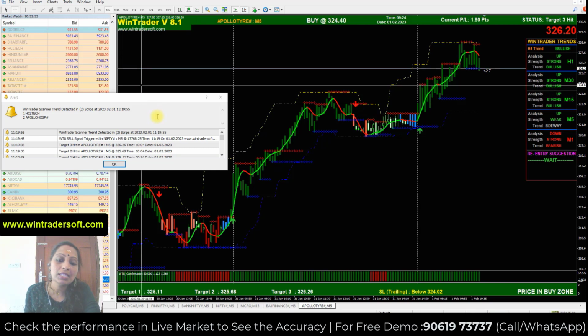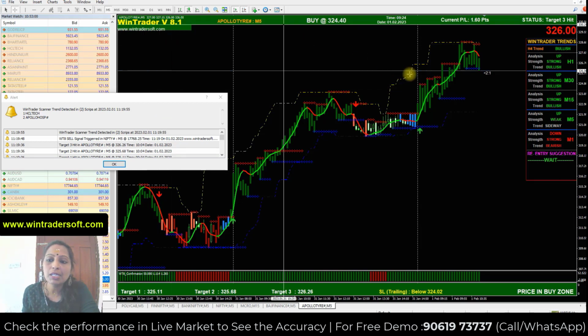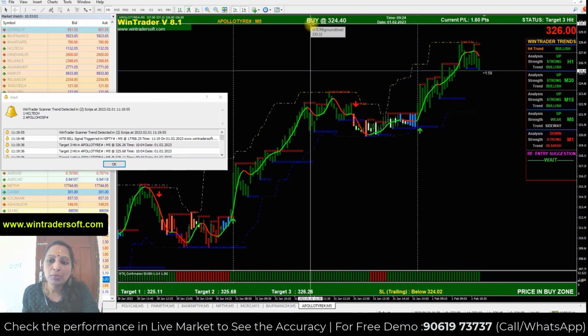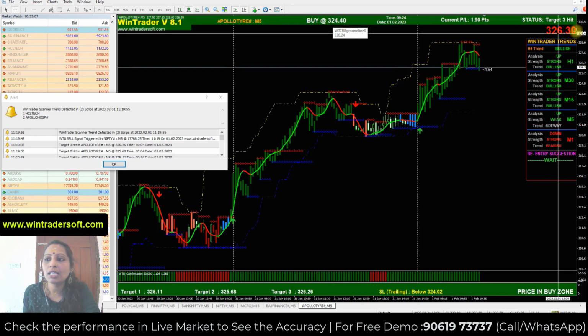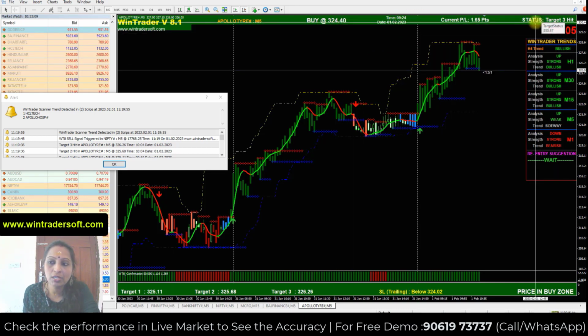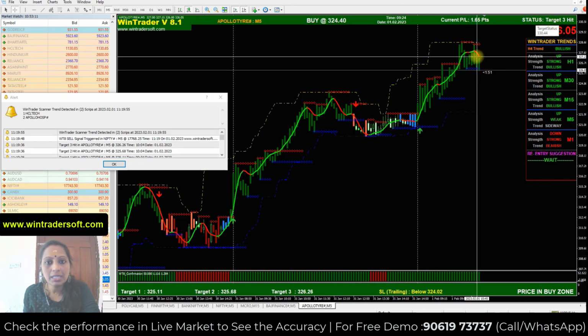In this alert message you will get the entry point: at what level you have to buy, or if it is a sell, at what level you have to sell. It contains the exact entry point. The same details are also displayed here. In the morning we got a buy at 324.40 at 9:24, and currently all targets have been achieved. You can see the status, and currently the market is slightly going down.